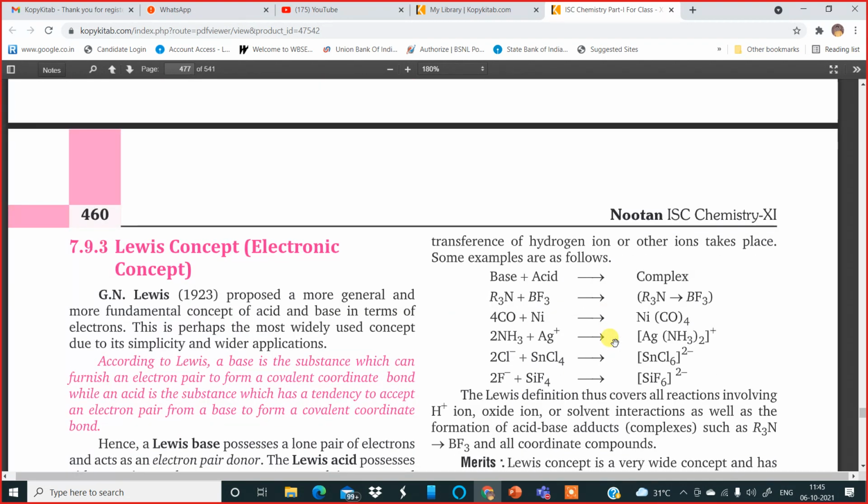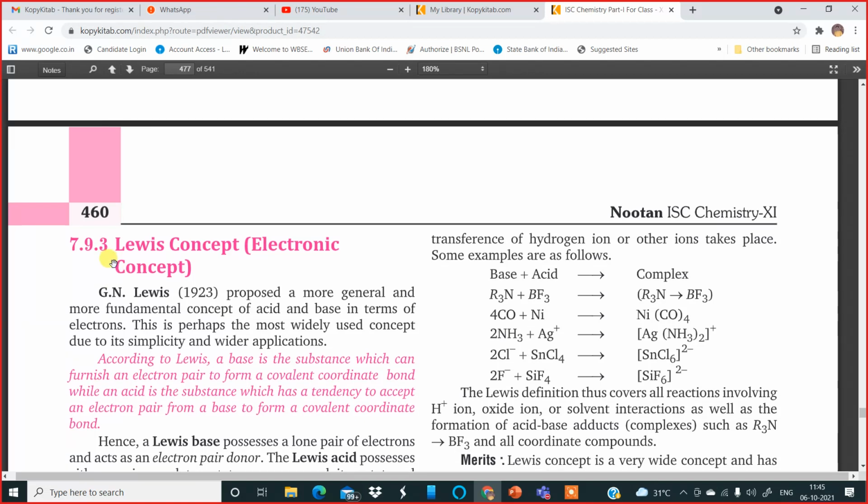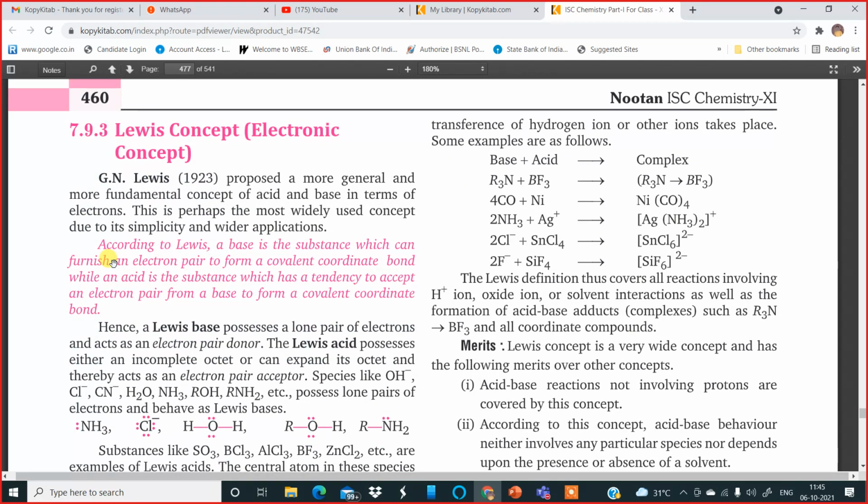That's why today, on page number 460, we have a new theory which is called the Lewis concept, or the electronic concept, where G.N. Lewis proposed a more general and more fundamental concept of acid and base in terms of electrons. This is perhaps the most widely used concept due to its simplicity and wider application. According to Lewis, a base is a substance which can furnish an electron pair to form a covalent coordinate bond.